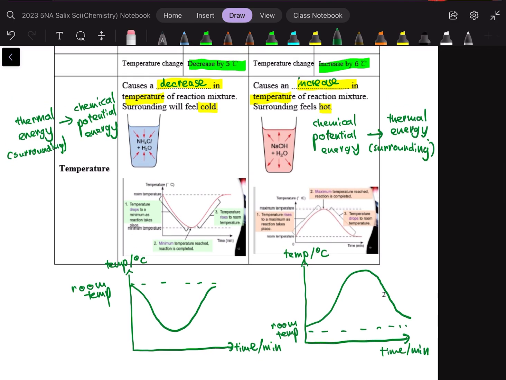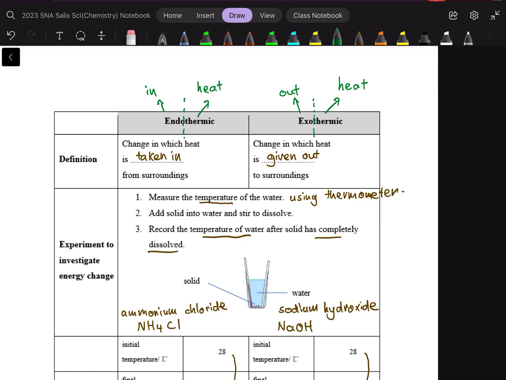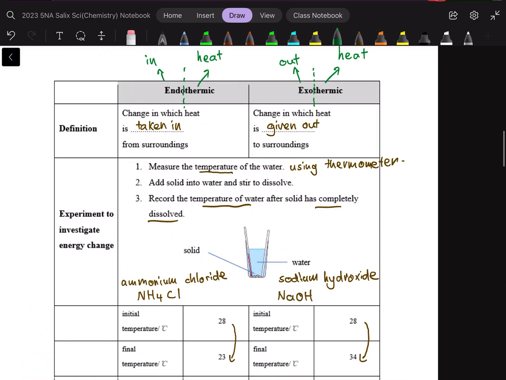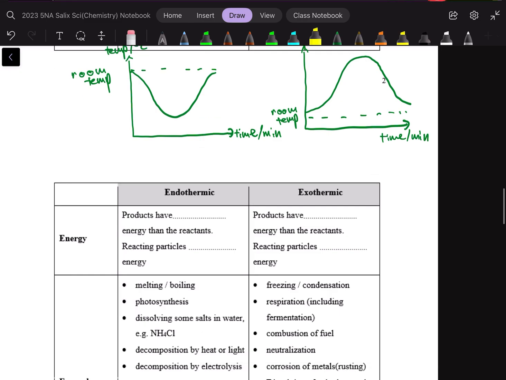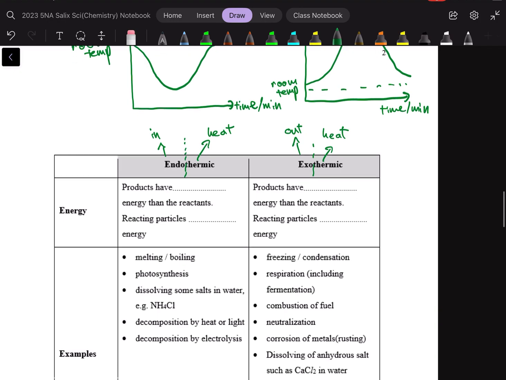All right, so you need to know the temperature change, as well as the definition of heat taken in or given out. Let me do some highlighting. This one is heat taken in, and here heat is given out to the surrounding. So endo, like what I mentioned at the top, endo means in, thermic means heat, so you take in heat. Exo means out, thermic means heat. I'm just repeating what I have at the top, nothing new here.